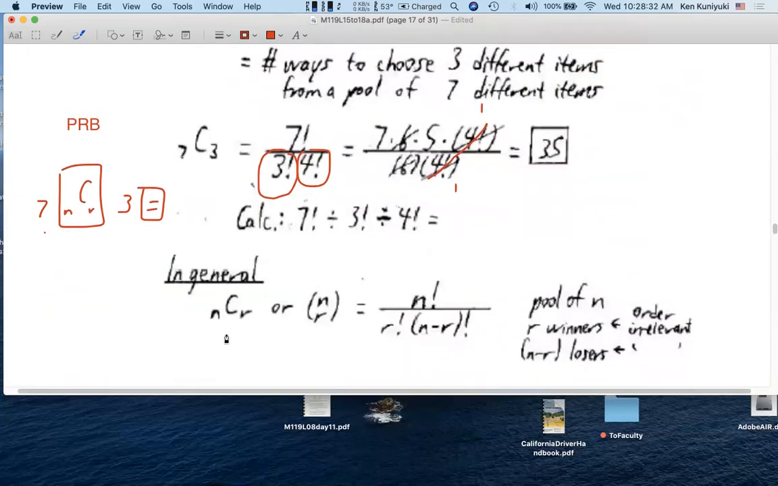In general, here's the formula for reasonable integer values of n and r. NCR, or n choose r, equals n factorial, the number of full permutations of all n runners. You divide by r factorial, where r is the number of winners, and you also divide by n minus r, all factorial, where n minus r is the number of losers.